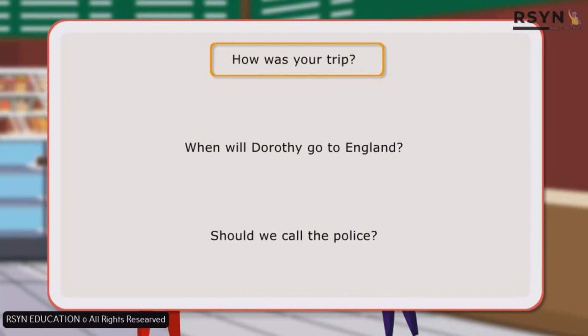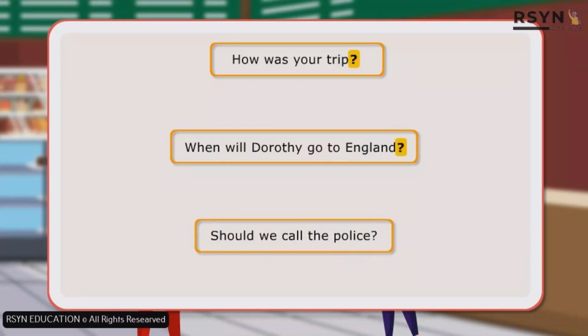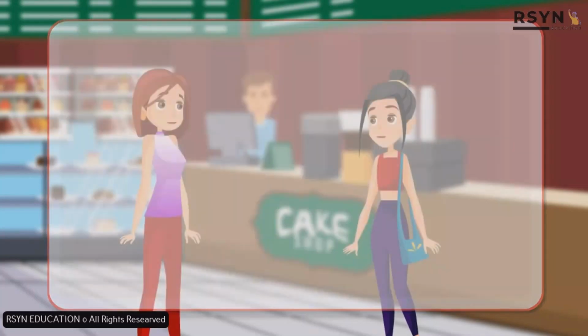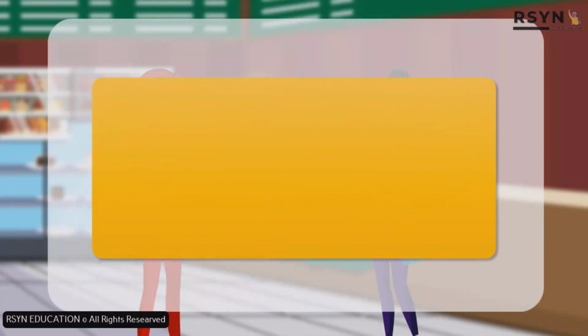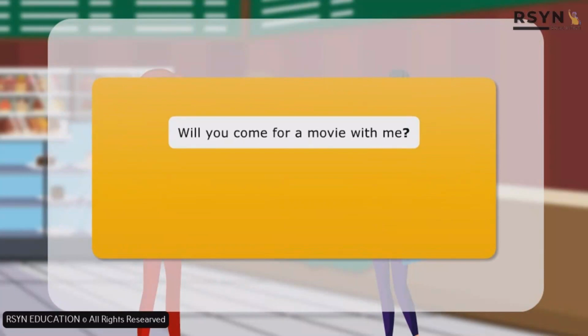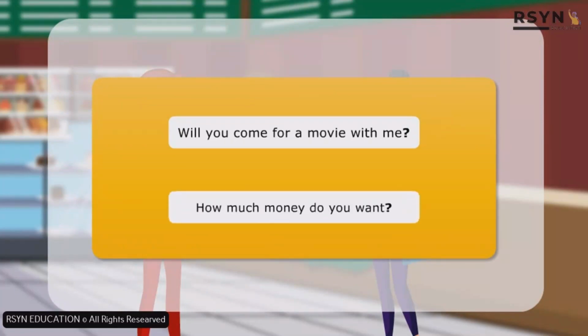The first sentence asks a question and so ends in a question mark. The next sentence is also interrogative and has a question mark at the end. The last sentence too puts up an inquiry and ends with a question mark. Here are few more examples of sentences with question marks. Will you come for a movie with me? How much money do you want?